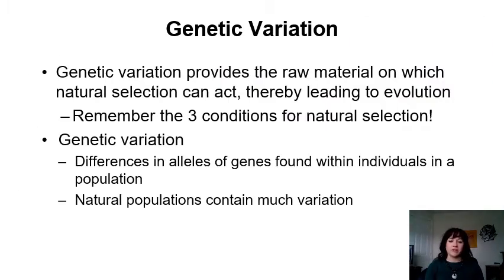So genetic variation is the raw material on which natural selection can act, and the idea is that natural selection is what leads to evolution. And if you remember, we talked about in the last lecture the 3 important conditions for natural selection to occur. Do you remember them? The first one was that variation has to be present in the population, right? So if you're going to say that one trait is better than another, you have to have a variety of traits to choose from, right? For natural selection to occur, it has to have options to select from.